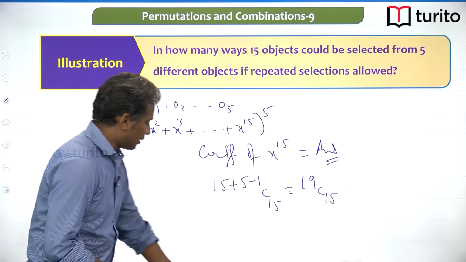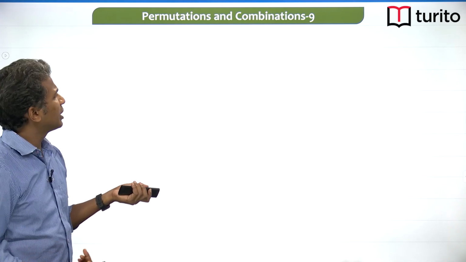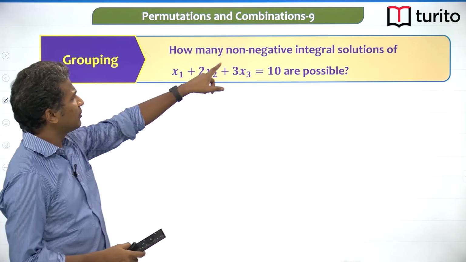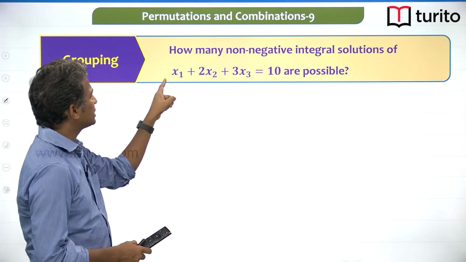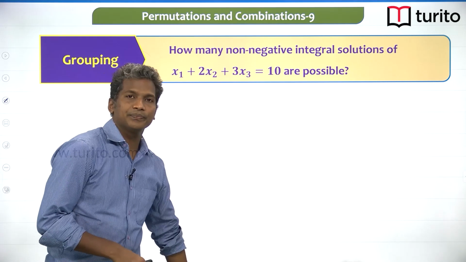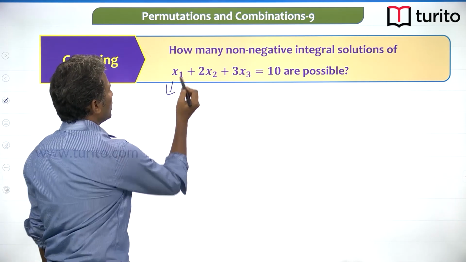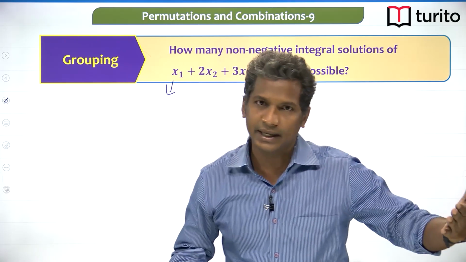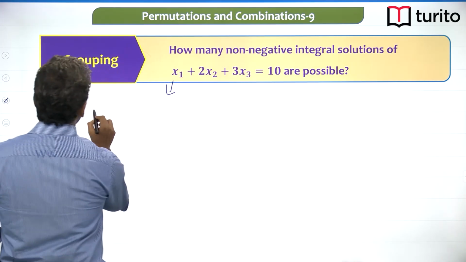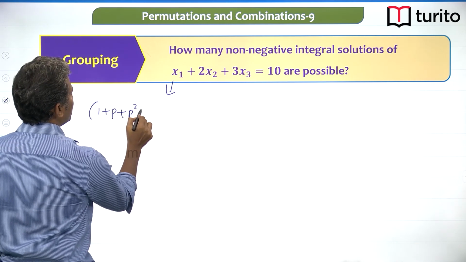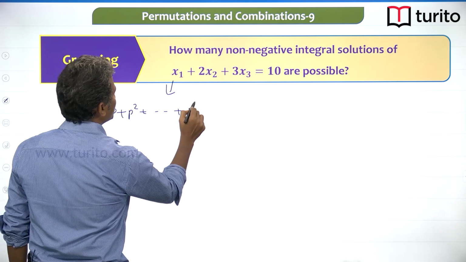So now let's have a look at a different kind of question. Here we have to find the non-negative integral solutions of this equation. In this equation, if you observe, for x1 what are the possibilities? It can start from 0 and it can go till 10, right? So for x1 I can write a function like this: 1 plus p square till p raised to 10.